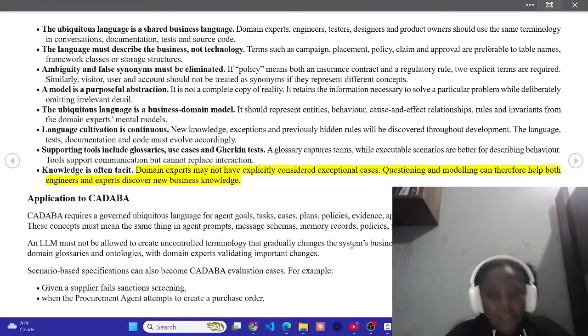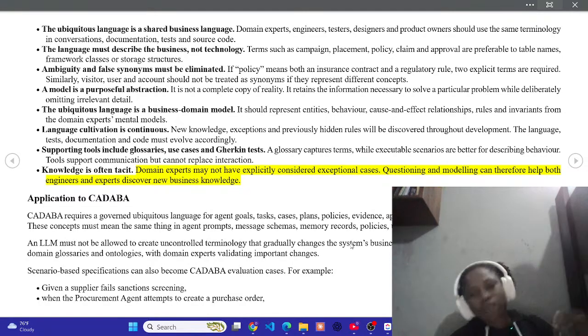And then domain experts, who are also the experts in this business, must be there as human in the loop, validating every process and handling every task that is beyond the capability of the agent. So this is what we have learned in chapter 2. You can see that this book is very, very important.